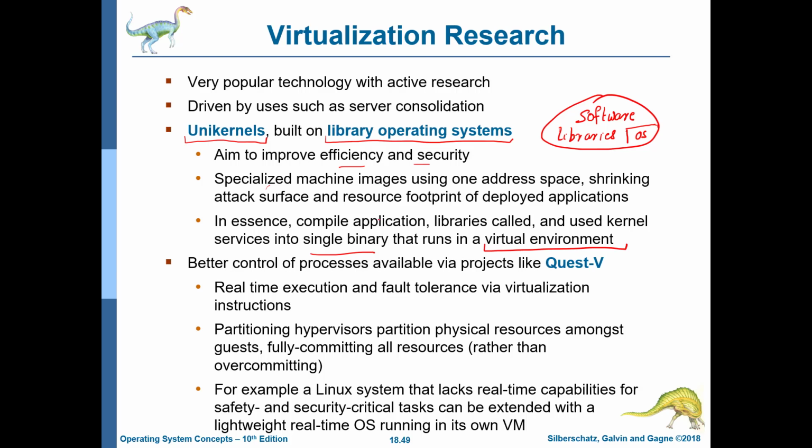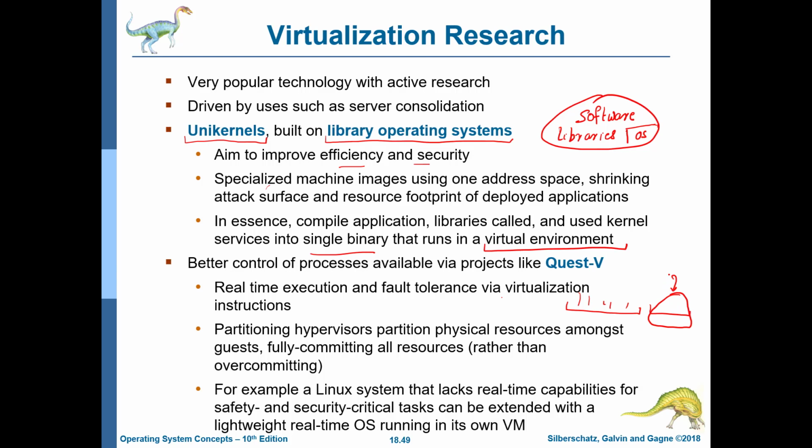Look at the Quest 5 project. So that looks at real-time execution and fault tolerance using special virtualization instructions. So the key idea is that hypervisors partition the physical resources. So they fully commit all resources, they don't overcommit. So you could have a general area where some resources are given to general purpose programs, but you could have another specialized partition for real-time programs where a unikernel can run, and that will have complete control over this part, and no other application that is not a part of the unikernel can actually access any resource in this part.